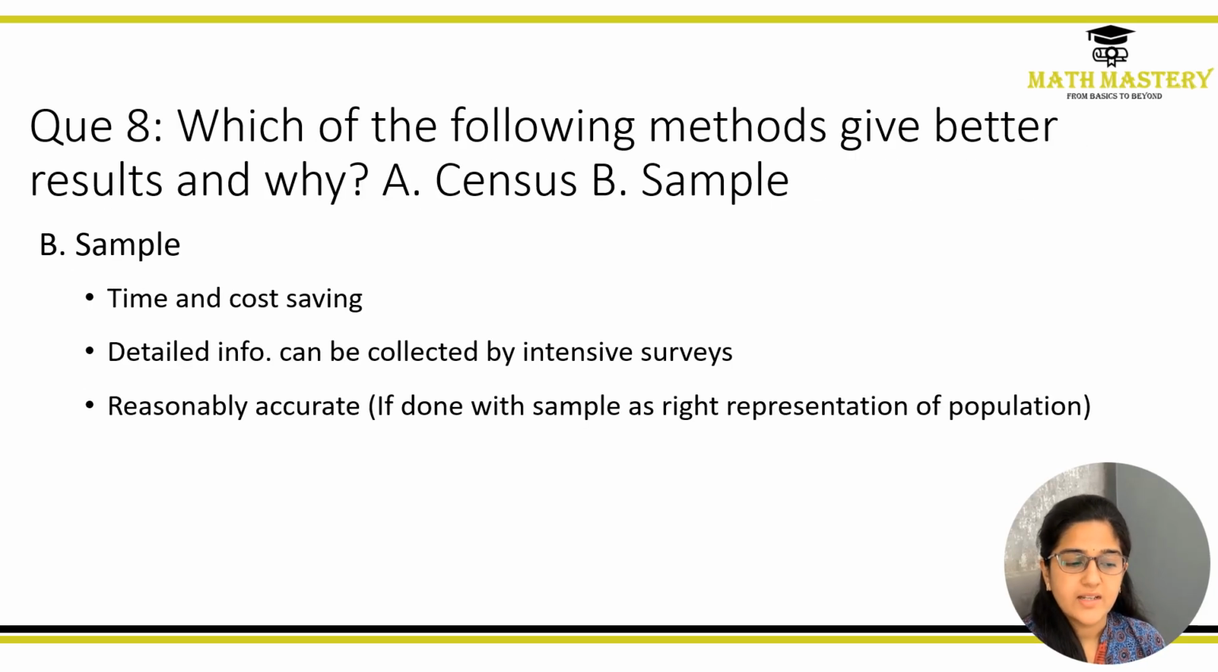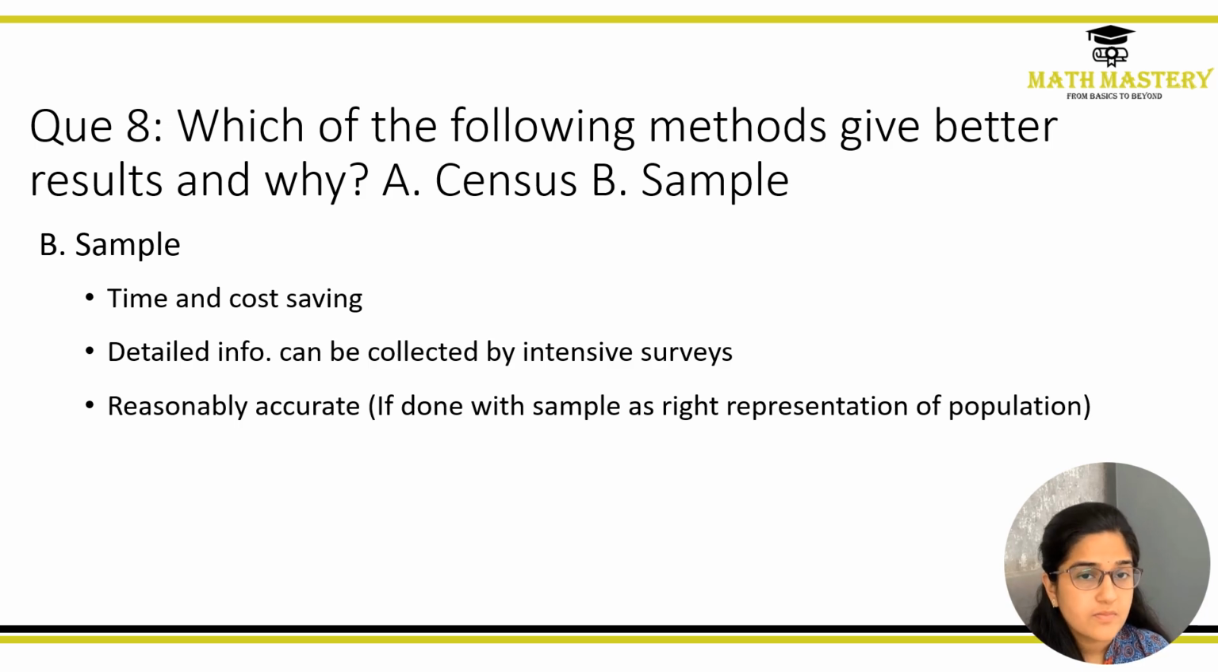The next question is, which of the following methods give better results and why? Census, B sample. So first of all, census is a way of collection of data in which every unit of the population is surveyed. Whereas in case of sample, a part of the population is surveyed. So therefore, sample is a better method to get results.